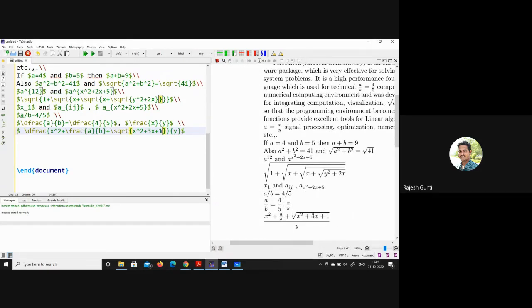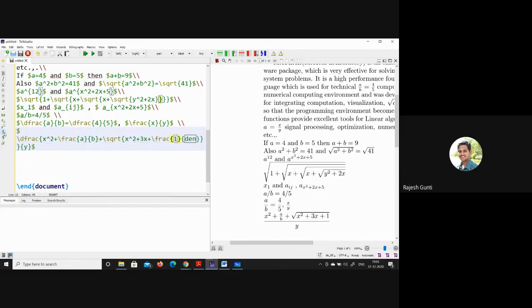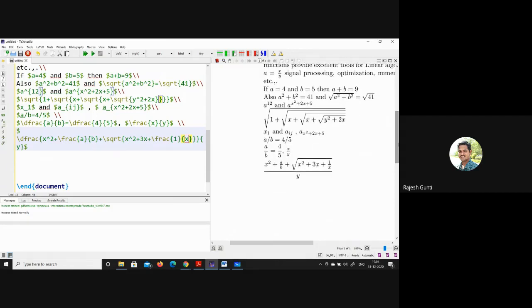Suppose I want to give 1 by x here. Instead of 1, I want to give frac 1 by x. Run this one. This is this. So if you want to type complicated mathematical expressions, LaTeX will be very useful. Not only this one, we see so many things.